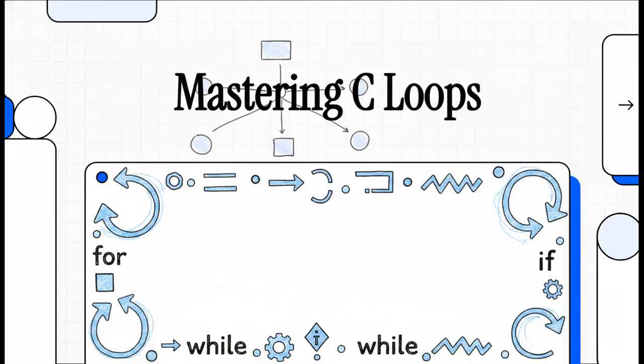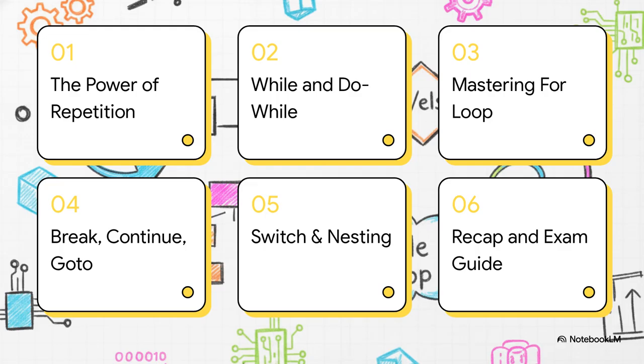Welcome to This Explainer. Today, we're diving straight into one of the absolute most critical concepts in C programming, repetition. We are going to completely master C loop structures. So whether you're looking to optimize a really complex algorithm or you just want to completely ace your upcoming exams, you are in exactly the right place. Let's get into it. Here's our roadmap for today.